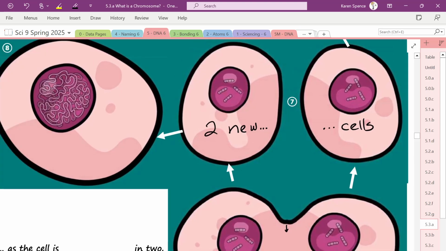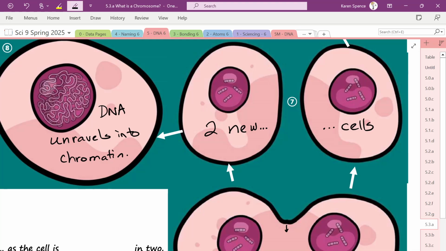And then, because they don't need to be wrapped up anymore, and you'll need to be able to access it to make RNA copies, right? The DNA unravels into chromatin. And then it's ready to go do cell business.